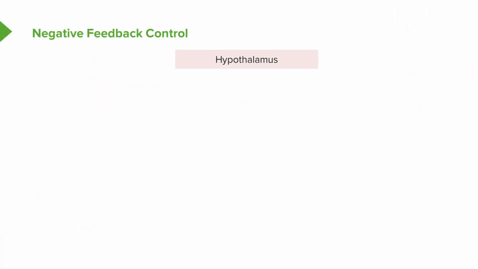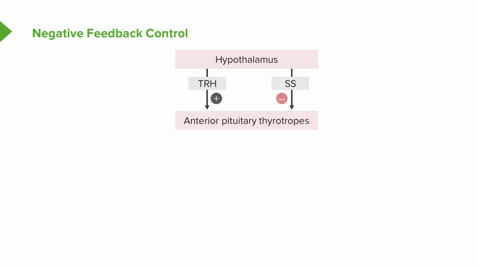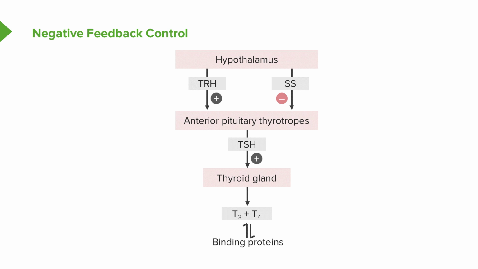So if we start off with the hypothalamus, we have TRH. That is going to be released to stimulate pituitary thyrotropes. But remember, you have somatostatin, which acts as an inhibitor to those very same thyrotropes. So if there's enough TRH around and you're able to allow those thyrotropes to release their hormone, which is thyroid stimulating hormone, that will then engage the thyroid gland. The thyroid gland will then produce T3 and T4.